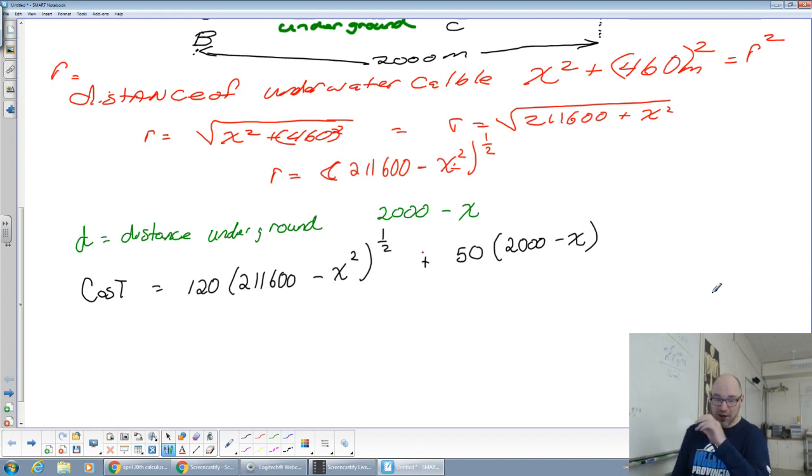So we should simplify our cost equation a little bit. We can multiply this out. Well, this one here we can't. We're going to have to use the chain rule here. But this one we can multiply out and simplify a little bit.